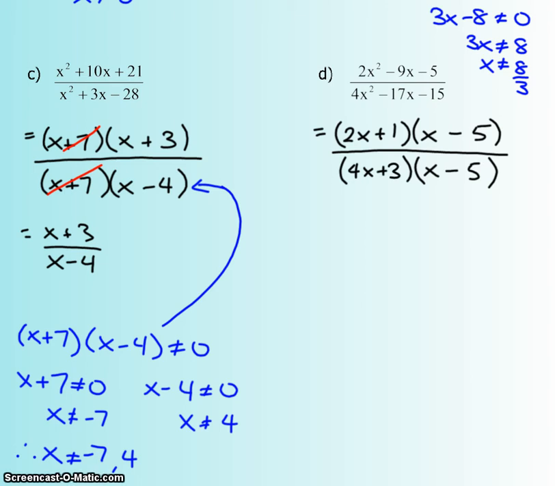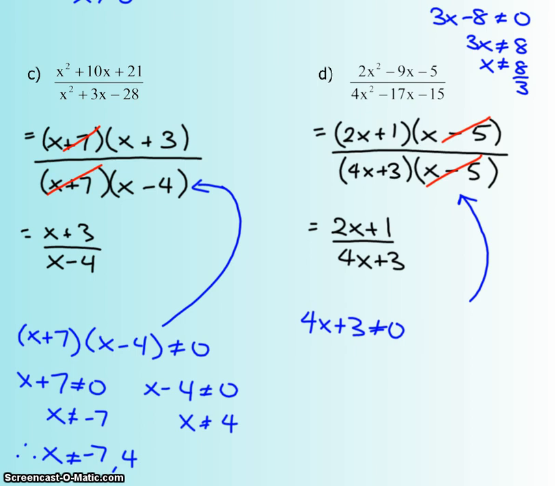All right, so I've factored at the top and the bottom, and I'm noticing again I have something common on the top that can cancel out with something on the bottom, and I'm left with 2x plus 1 over 4x plus 3. I'm going to look at the step above in order to figure out all of the different restrictions before the canceling occurs. So 4x plus 3 can't equal 0, and x minus 5 can't equal 0.